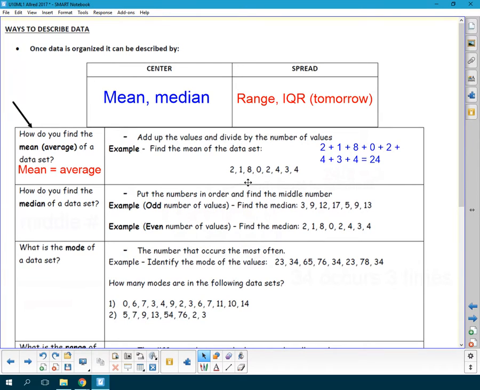Okay, I counted up and there were 1, 2, 3, 4, 5, 6, 7, 8 numbers. So I took 24 and divided by 8, and I got 3. That is the average of that data set, 3. I did an average problem for you. You can't say I didn't.